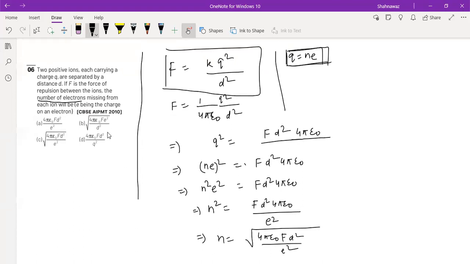So which is the correct option? C is the correct option. So you guys please note down this part, and then we will do the next question.